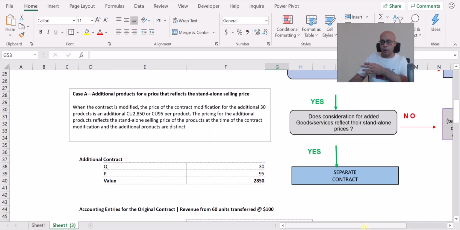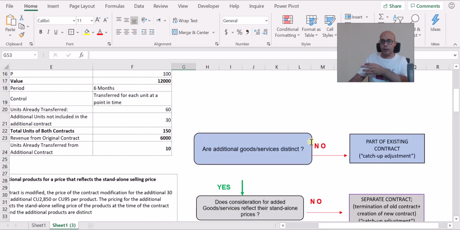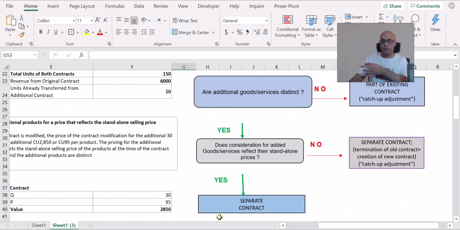So far we explained the first part here in this process map, which is that the answer for these two questions is yes, we don't have any complications related to distinct performance obligations. The performance obligations are distinct and the price represents the standalone selling price. So this is a separate performance obligation. So this is the first case that we have.